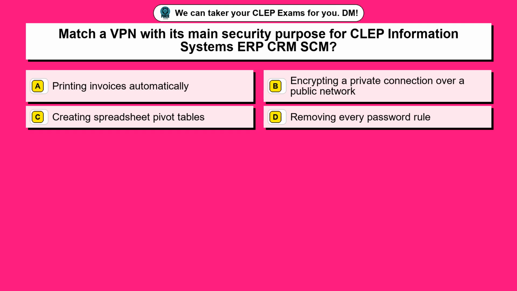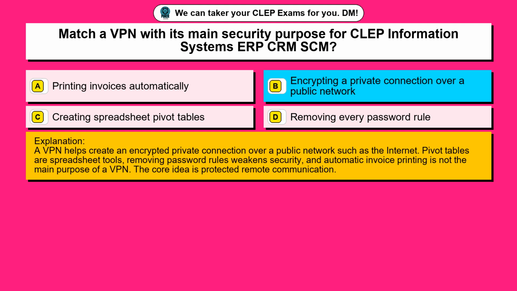Question 38. Match a VPN with its main security purpose for CLEP Information Systems ERP CRM SCM. Option A. Printing invoices automatically. Option B. Encrypting a private connection over a public network. Option C. Creating spreadsheet pivot tables. Option D. Removing every password rule. The correct answer is option B. Encrypting a private connection over a public network.